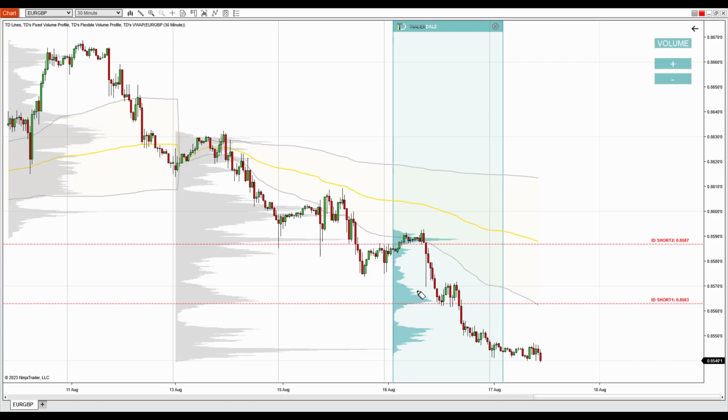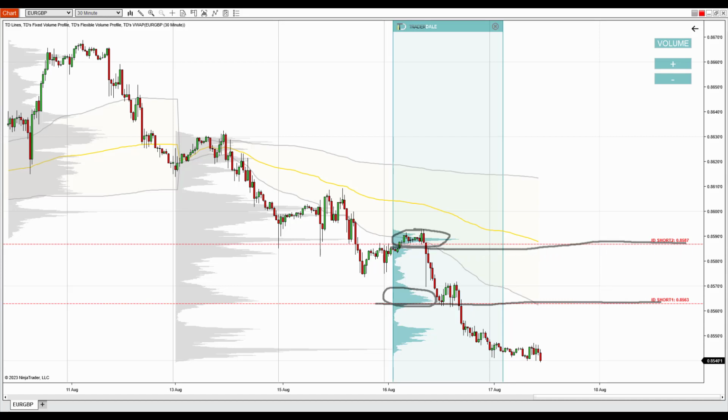Now the reasoning behind those two levels is that the sellers who were pushing the price downwards were adding to their short positions massively in here and in here. This is what the volume profile is telling us. And that's why those sellers should defend those zones, because clearly they are important for them, because they placed a lot of their positions there. So that's why this is the first resistance and this is the second resistance.